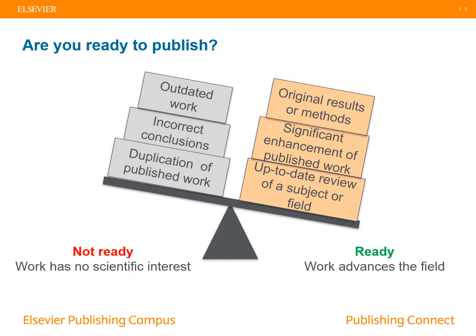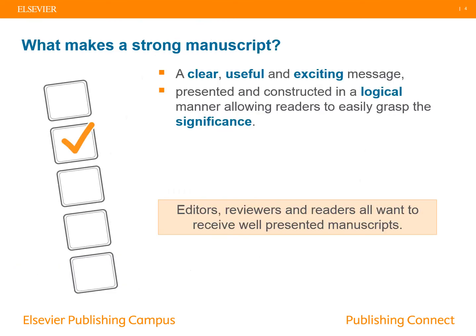The reasons can be outdated work, incorrect conclusions, and duplication of earlier published work. Hence, we have to ensure that we have original results and significant enhancement of the published work. Besides that, we have to make sure that we have an up-to-date review. So obviously, a strong manuscript should have these criteria. For example, it must be clear, useful, and have an exciting message, and be presented and constructed in a logical manner.